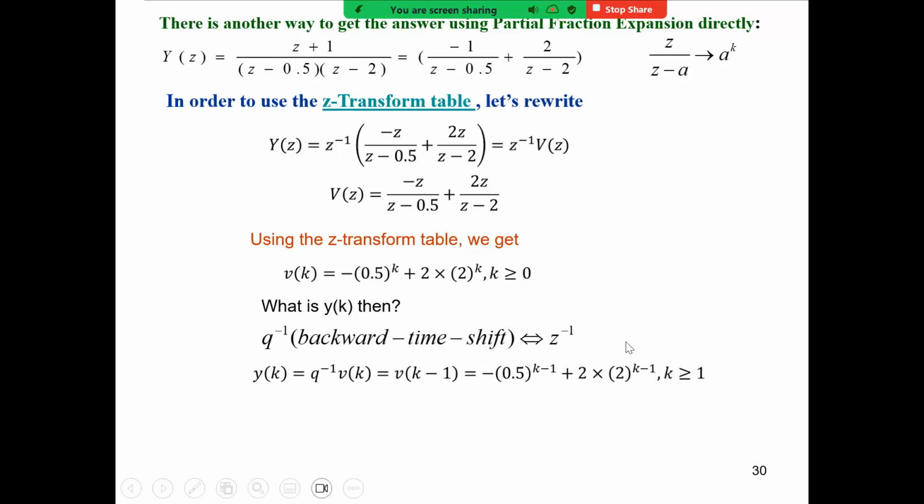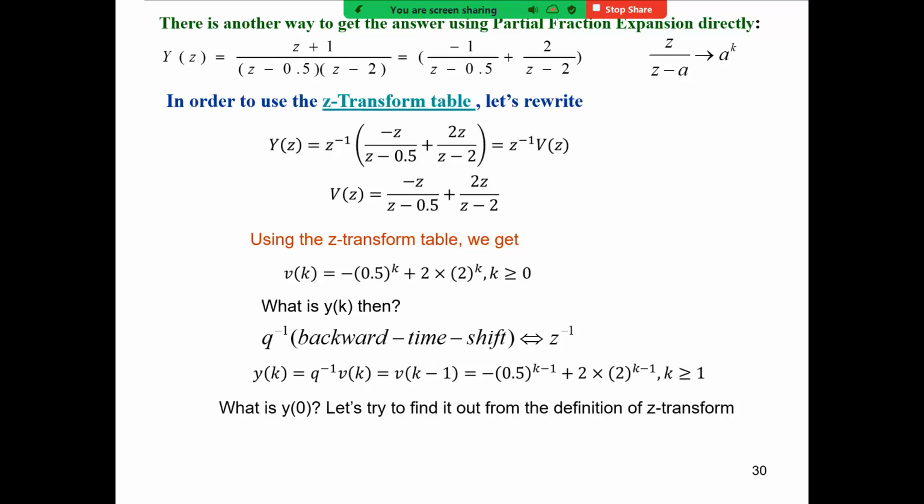So therefore, this formula holds for k greater than or equal to 1. Therefore, there is not the piece. What is y of 0? From the previous solution, you already know what y of 0 is. But I want you to find out. Forget about that solution. Look at here.